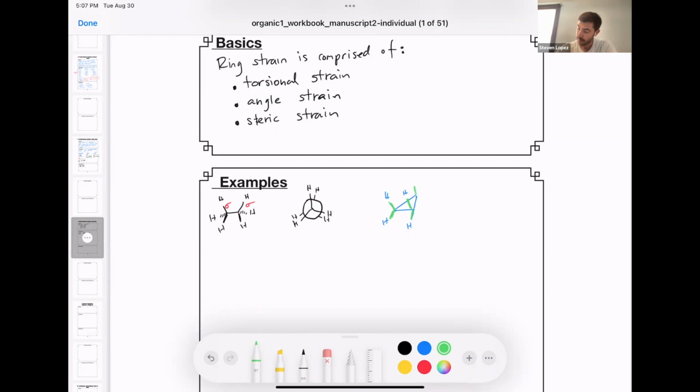And don't forget, you also have a second pair of carbon-hydrogen bonds back here. So you actually have eclipsing interactions between this carbon-hydrogen bond, this carbon-hydrogen bond, and this carbon-hydrogen bond, and the same thing on the bottom face of the ring.